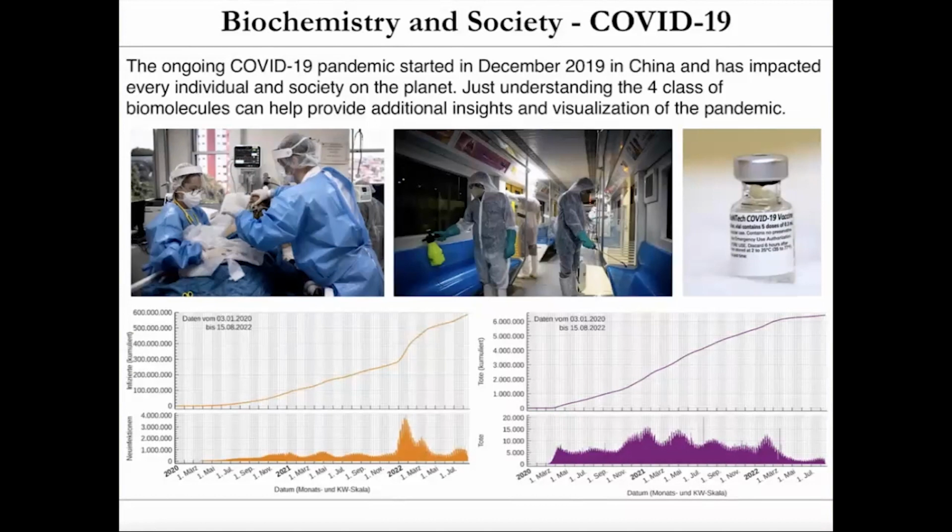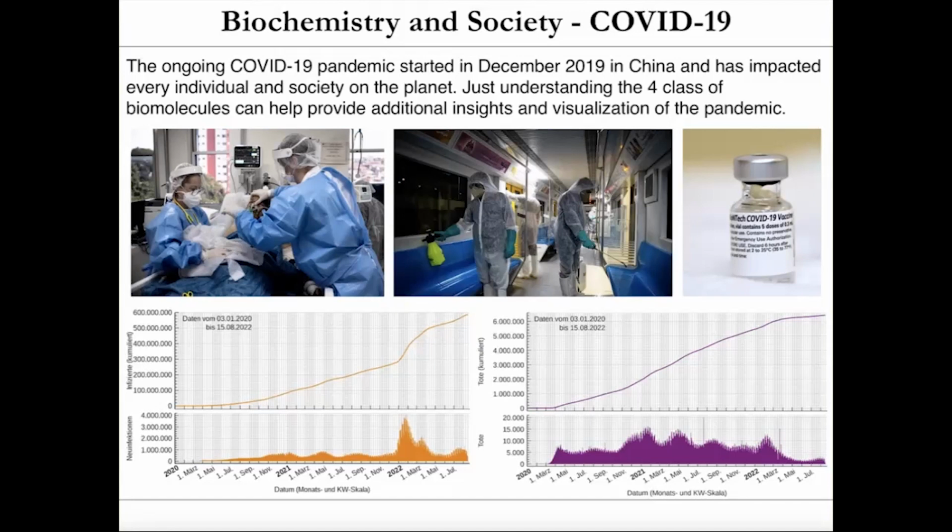So now we can start getting into the last section of the course, which is just some examples of how the class is basically going to be set up, where we talk about different issues that affect society and how biochemistry relates to these different issues. So the obvious first choice is the one that has affected everybody over the past couple of years, and that's COVID-19. The COVID-19 pandemic, of course, started in December 2019 with an outbreak in China, and really has impacted every single individual and every society on the planet.